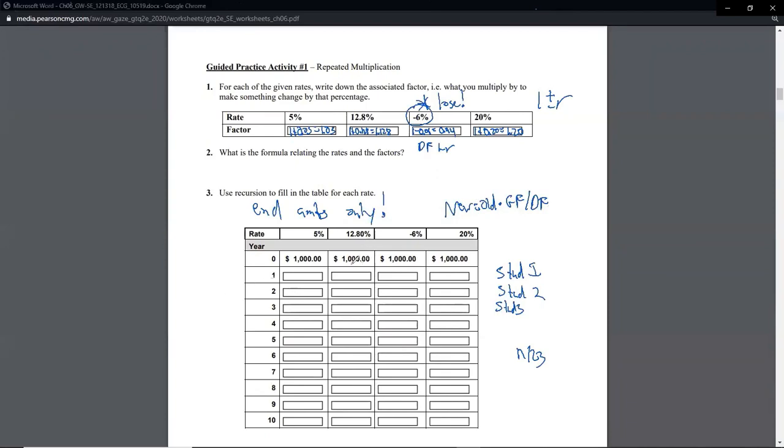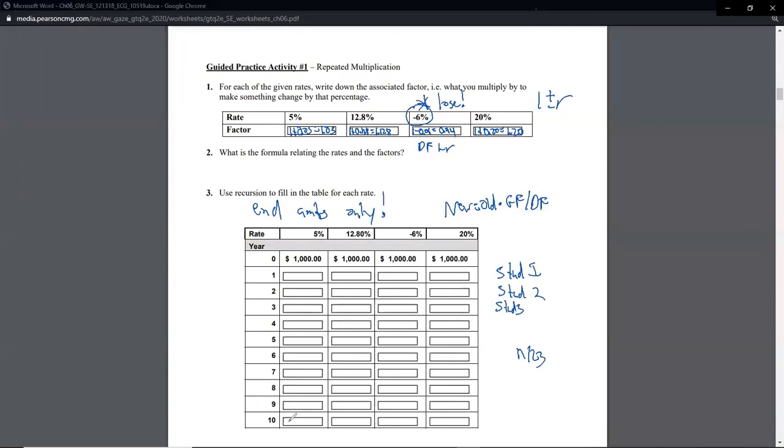And what I would really like you to do is just to notice how these numbers are going to have a large effect. The 5% is going to be kind of a medium-paced growth. 12.8% is going to be a pretty solid growth. 20% is going to be insane growth.